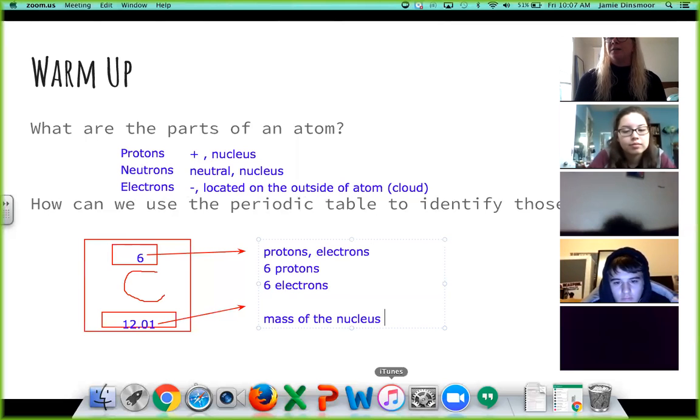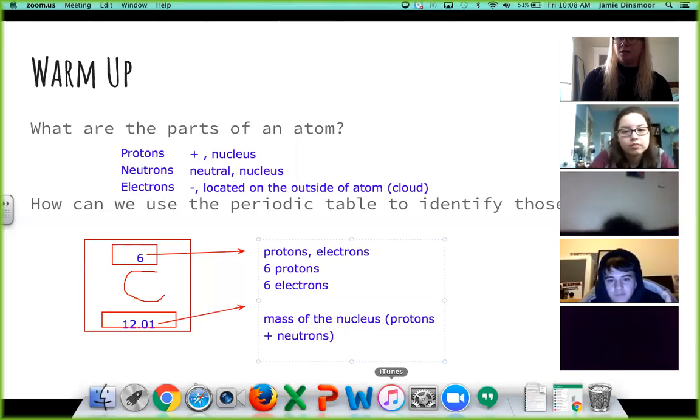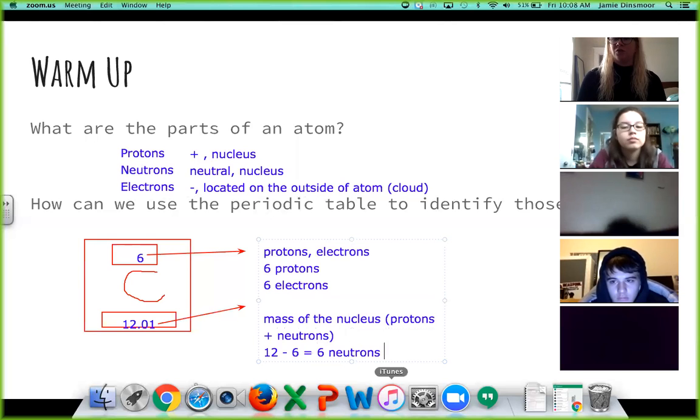It tells us the mass of the nucleus, which in our case is going to be protons plus neutrons. So with some simple subtraction, we could figure out the number of neutrons in a carbon atom. We round our atomic mass to 12. We can subtract out our number of protons, which is 6, and we end up getting 6 neutrons. And that is correct, that carbon is 666, which is crazy.